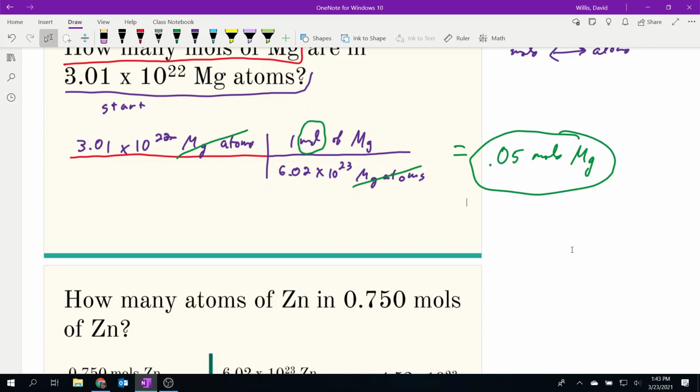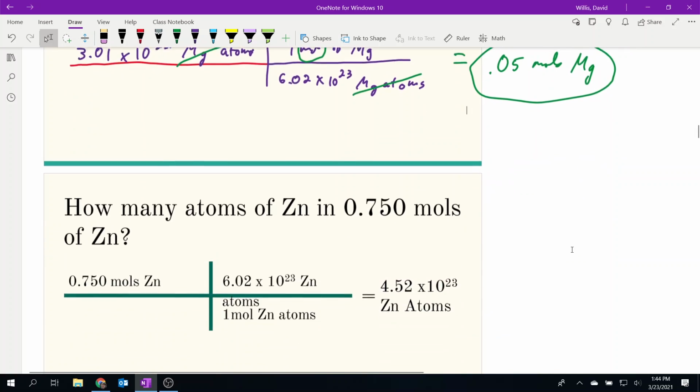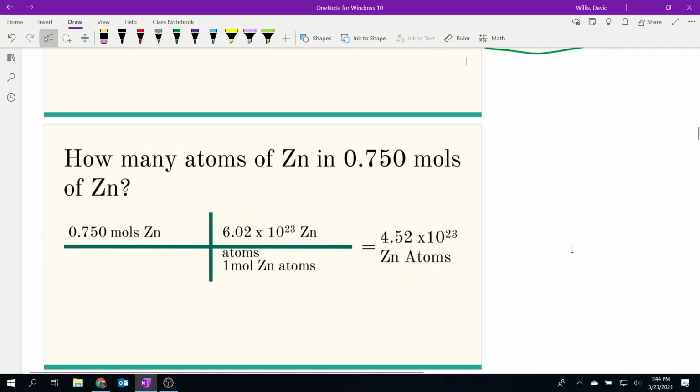Look and say, what am I starting with, and what do I want to finish with? You want to finish with how many atoms of zinc, and you're starting with 0.750 moles of zinc. And so if you scroll that up, you will see that once again we put our starting value right over here.